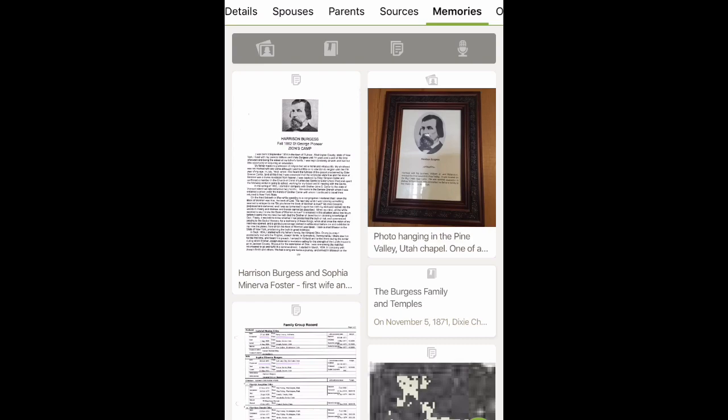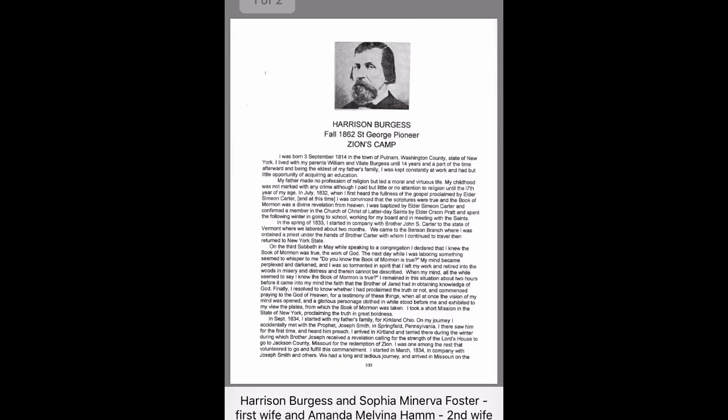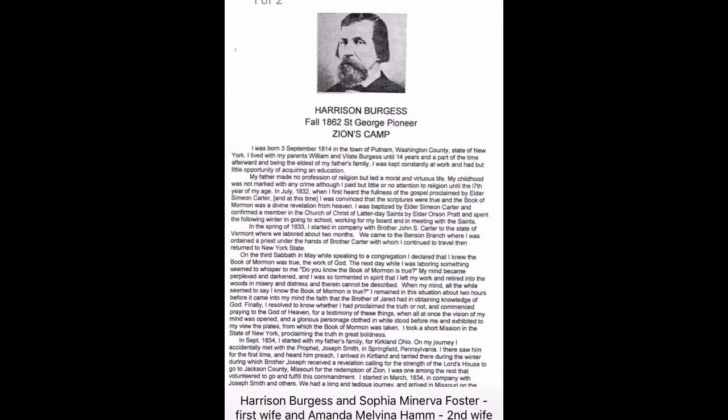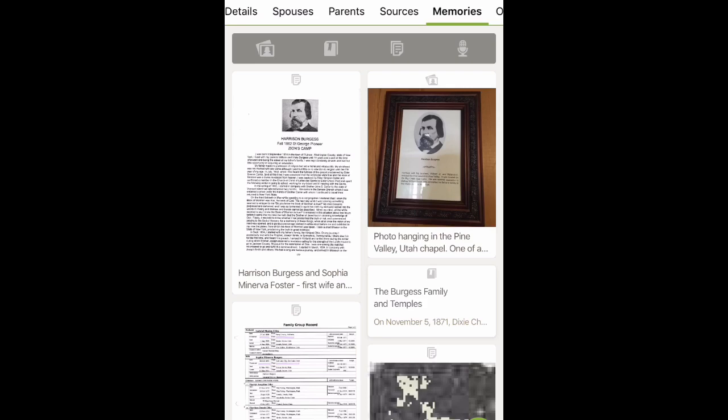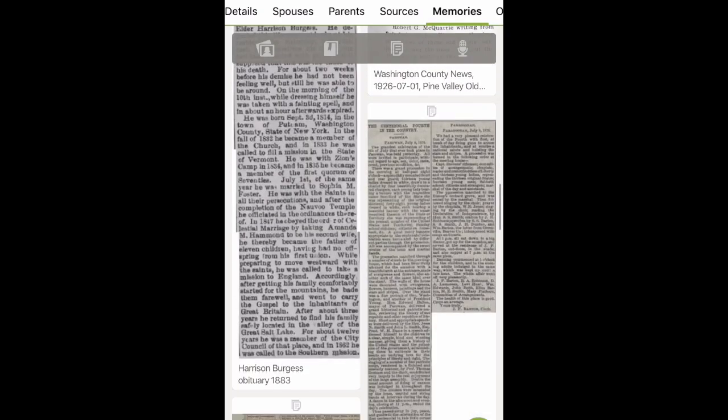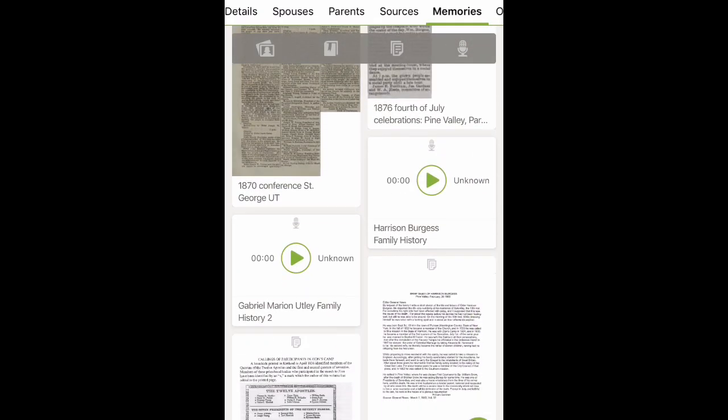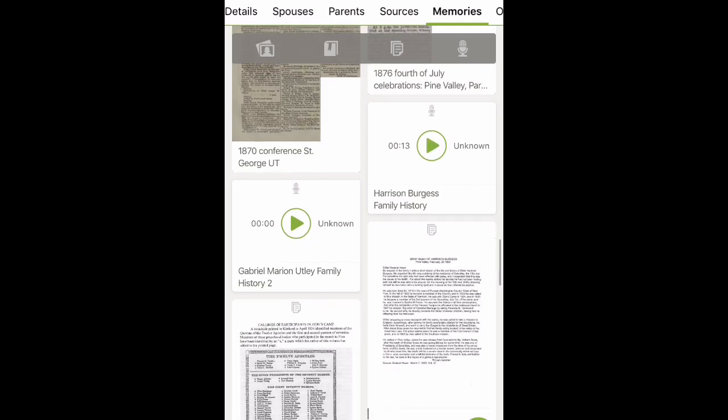My favorite part is memories. You can read stories about your ancestors, like this particular one talks about his experience at Zion's camp. You can also look under memories to see all kinds of different things like newspaper articles. And this particular ancestor, someone left some voiceover stories about this ancestor, or maybe one of his relatives that have told them stories. People leave all kinds of things under the memory section, like pictures and stories.